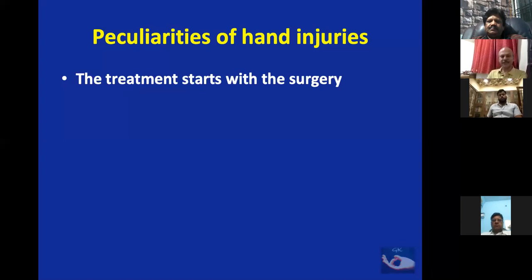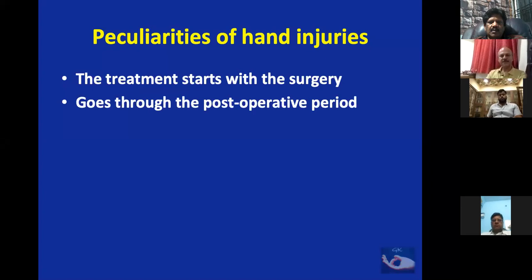My work is not over because I then have to go through the post-operative period. Supposing I have put back a hand, so many things can go wrong in the post-operative period. The vascularity can be compromised and it may go in for gangrene if I do not address it immediately. So that is one thing. I have to follow up the patient through the early post-operative period.